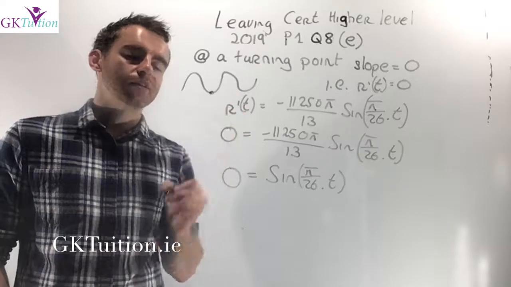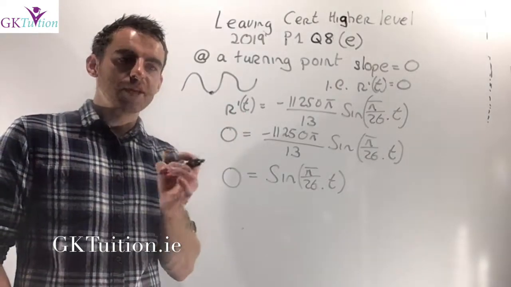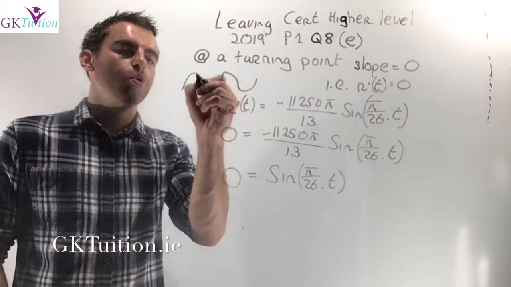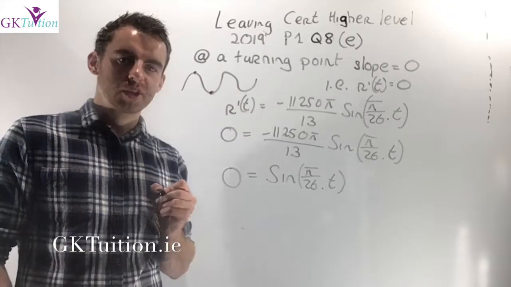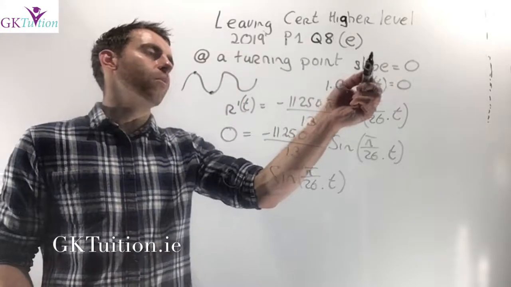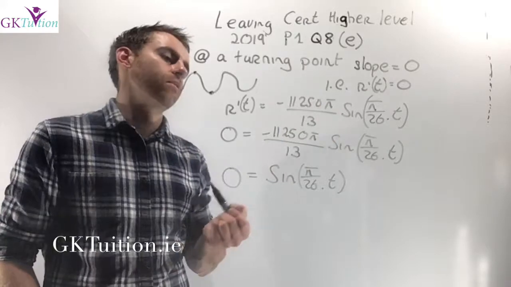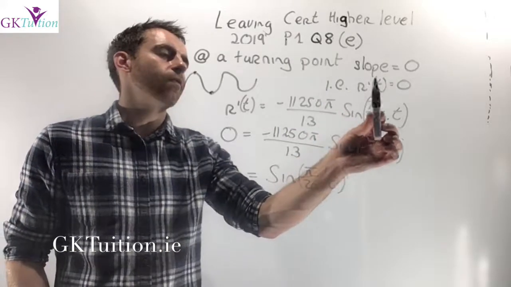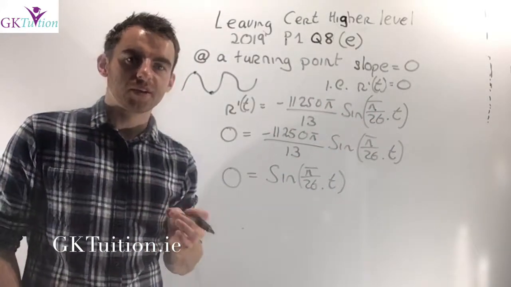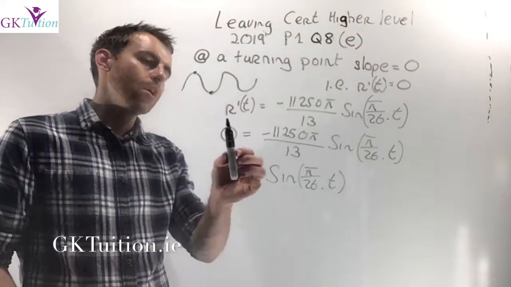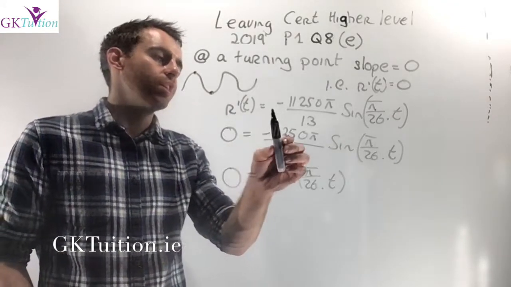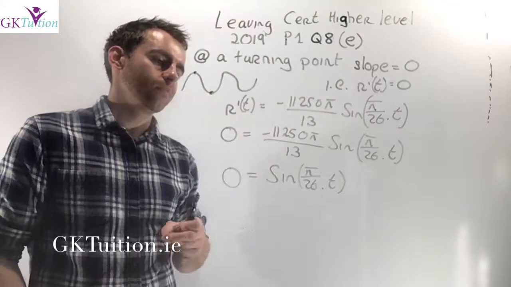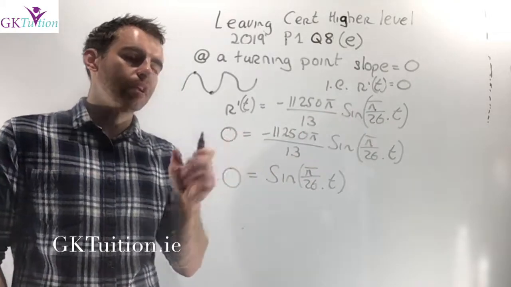So in order to identify a turning point, that means that the slope is equal to 0. Where a graph turns, the slope is equal to 0. And another way of describing the slope is the derivative. So in other words, they're asking you to let the first derivative equal to 0 and find the value of t. So in this case, I could say that R dash t, my first derivative, is that. And I'm going to let the whole first derivative equal to 0.